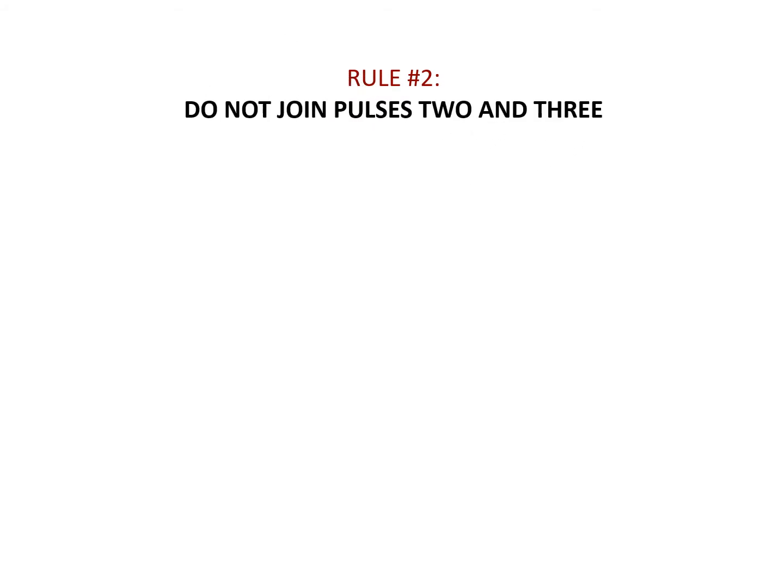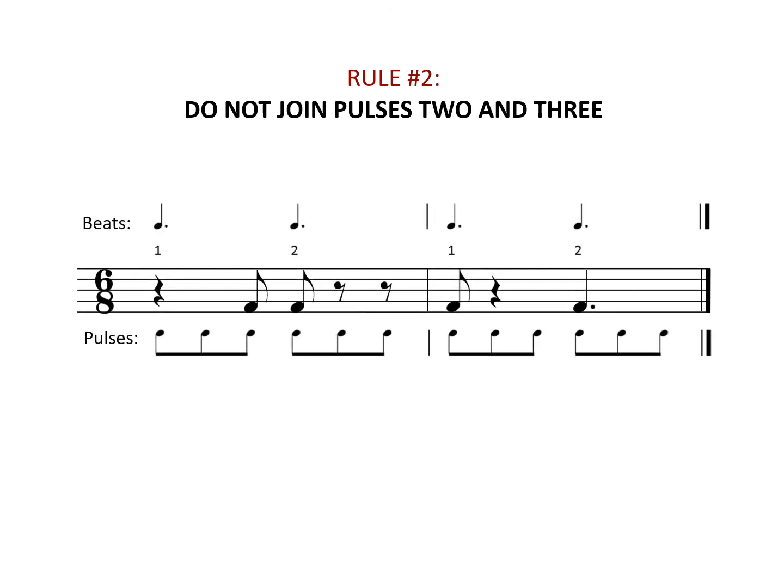Rule number 2, do not join pulses 2 and 3. When adding pulses to complete the compound beat in 6/8 time, the first 2 pulses may be combined into one rest. But 2 separate rests must be used for the second and third pulses.